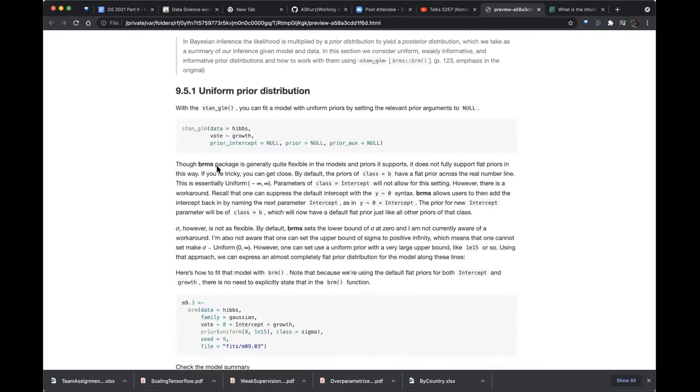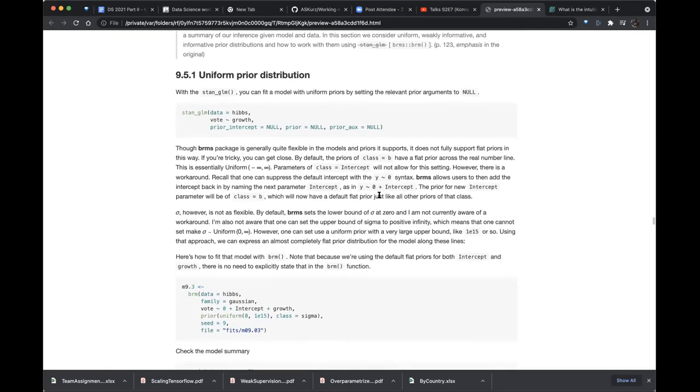Then he gives the GitHub repository of the person who did this. He's saying you can't quite do the flat priors. By default, the priors of class equals B have a flat prior across the real number line. B would be the parameters, the slopes, but the intercept does not allow this. So you can suppress the default intercept with y tilde zero, and then add the intercept back in. So he just plays a little trick: I'm going to have no intercept, but I'm going to have something called intercept.